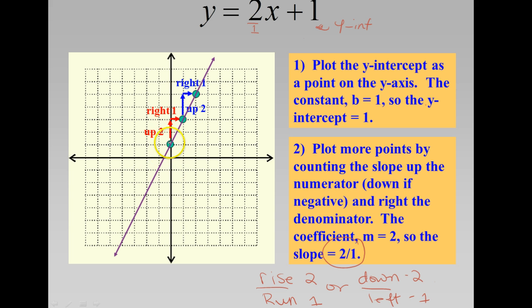And you can clearly see, if we wanted to get some points on the other side, we will go down 2 and then run 1 to the left. So we could go down 2 and then go to the left 1, and that will be the next point right here. And it's pretty easy to graph. We already know how to graph using the slope and a point, so this is super easy.